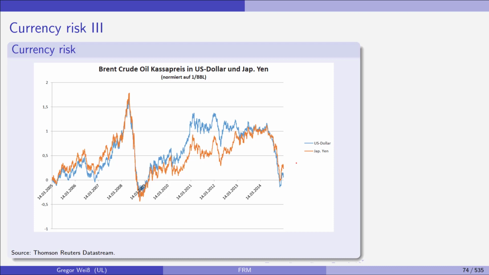To see what influence this can have, this is the spot price for Brent crude oil, in German Kassapreis, in US dollar versus Japanese yen. You can see that at some points in time it's the same price. At other points, it's a huge difference, simply due to the currency rate. Both are standardized here to 0, and this shows you that if the currency changes, the same commodity will have very different prices simply because of a different currency rate.